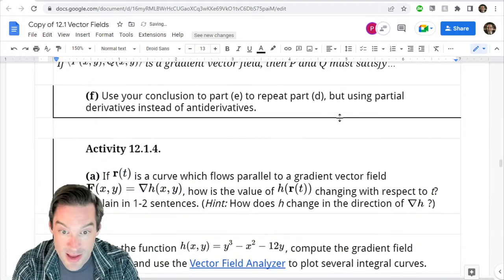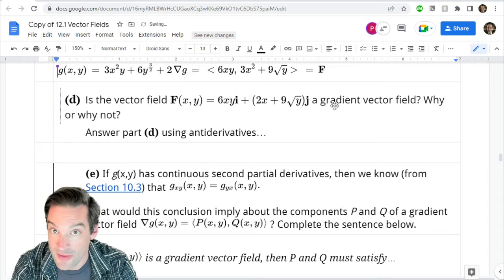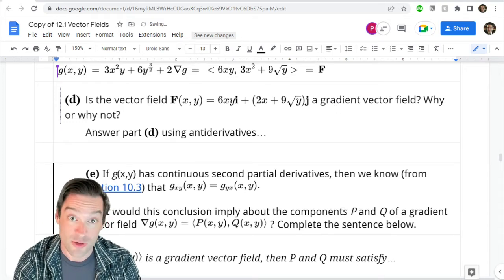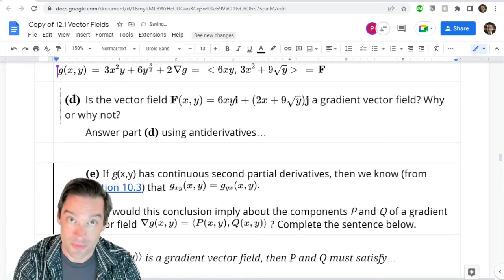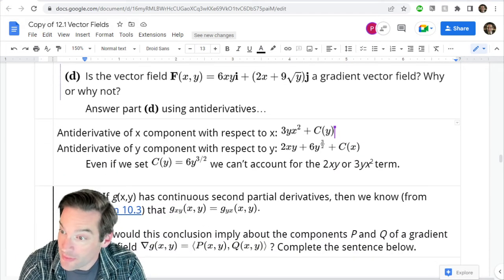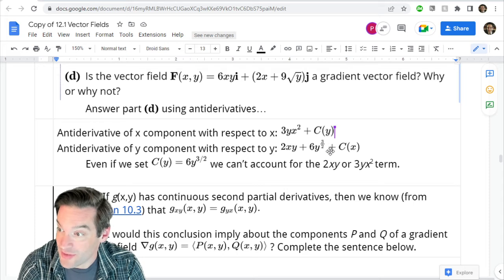And then in parts E and F, we're going to develop a different kind of test to see whether or not something has a chance at being a gradient vector field or not. But let's just use the standard ungradient approach in part D, and then we'll look at a couple of extra bonus methods after that. So yeah, try as we might for this example. If we take the antiderivative of the x component with respect to x, we get 3x squared y plus something which might depend on y only. And then if we take the antiderivative of the y component with respect to y, we get 2xy plus 6y to the 3/2 plus something which can depend on x only.